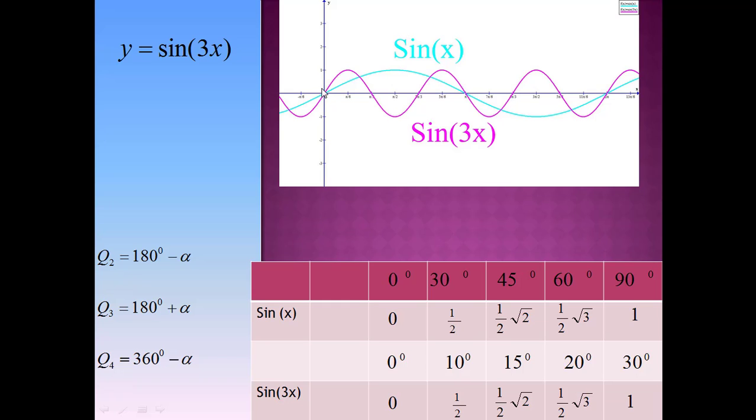So this is 1 to here, and it is also from here to here. So this is one wave, two waves, three waves. This is how you must know to draw sin 3x. You have to try and try again.